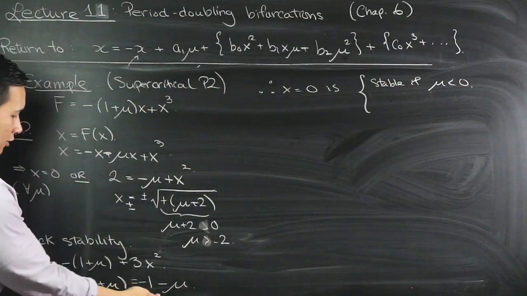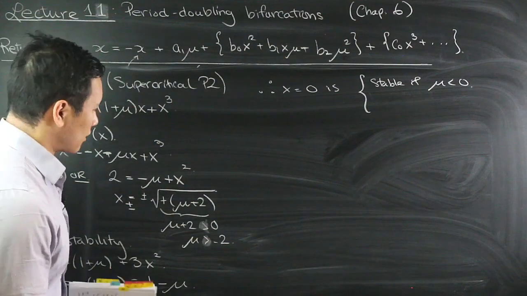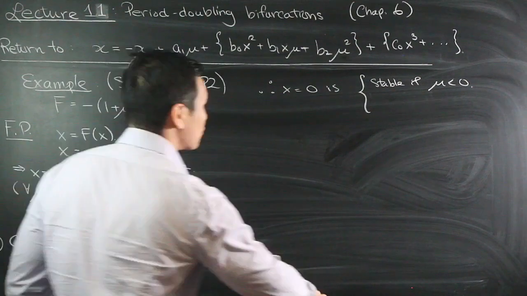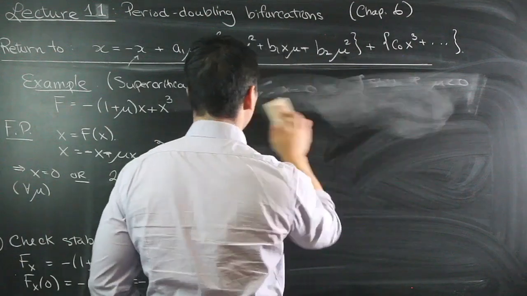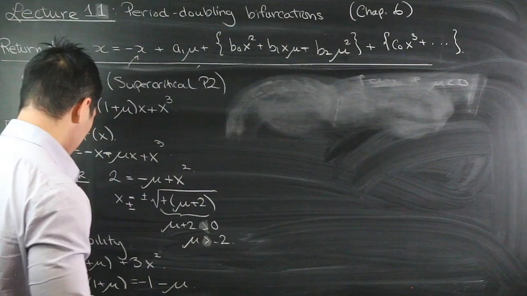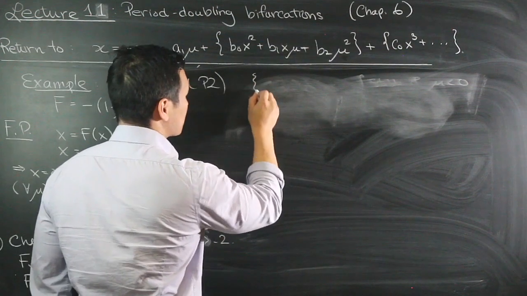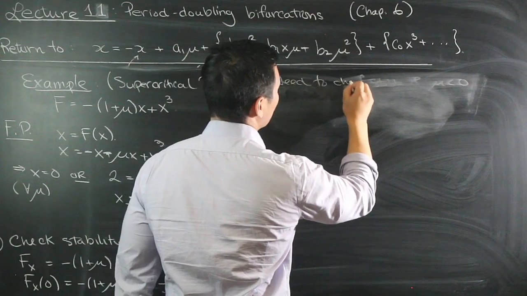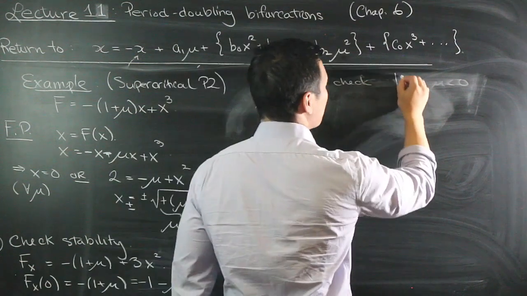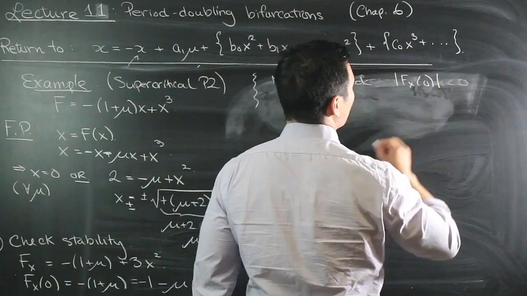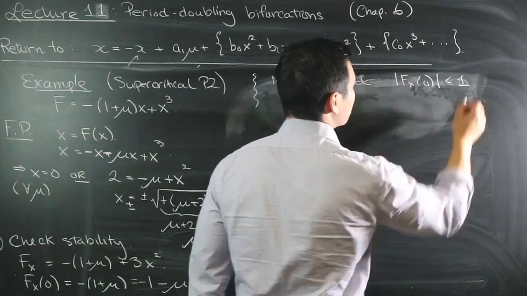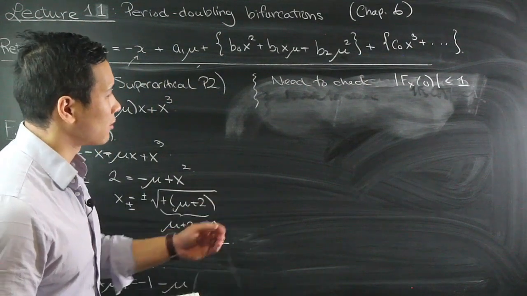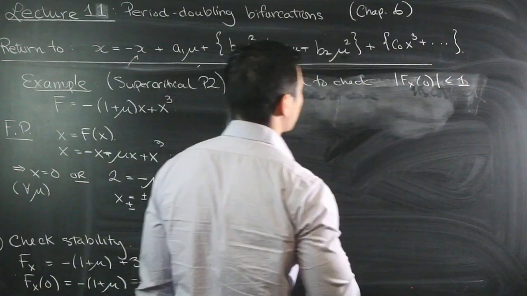Since this quantity here will be greater than minus 1. Let me get both sides of it. So actually, let's do this one systematically. So you need to check where this magnitude here is less than 1. So when you check that, you just have to check whether it's less than 1 or greater than minus 1.